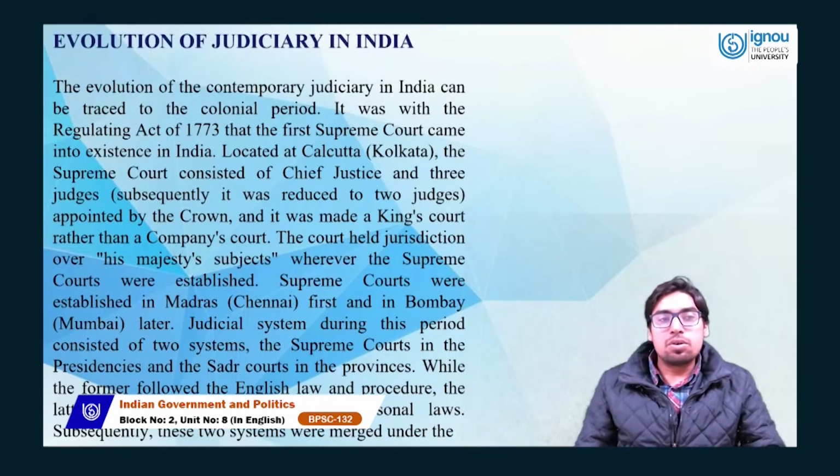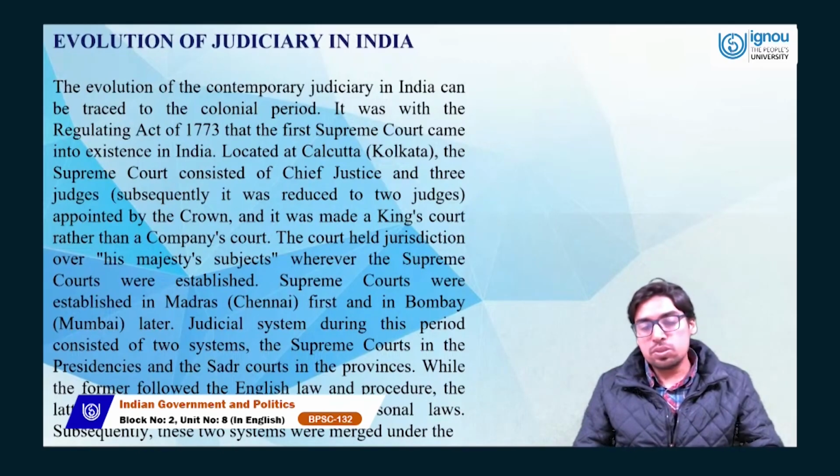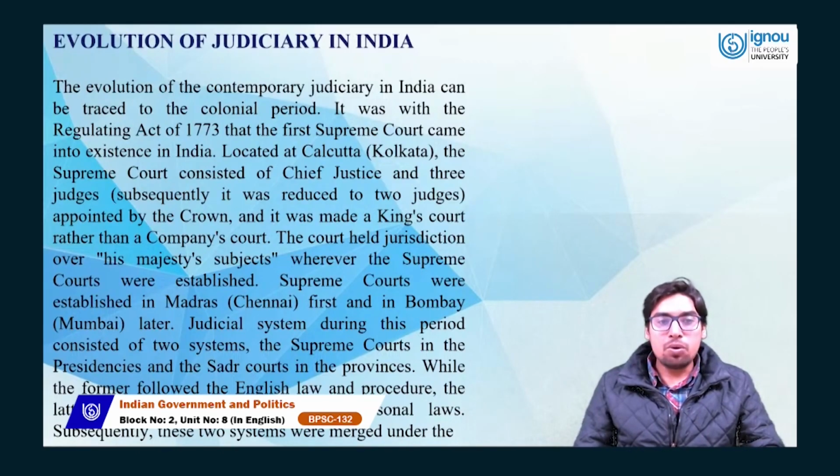Now, let us discuss the evolution of the judiciary in India. The evolution of the contemporary judiciary in India can be traced to the colonial period. It was with the Regulating Act of 1773 that the first Supreme Court came into existence in India. Located in Calcutta, the Supreme Court consisted of a Chief Justice and three judges. Subsequently, it was reduced to two judges appointed by the crown, and it was made a king's court rather than a company court.